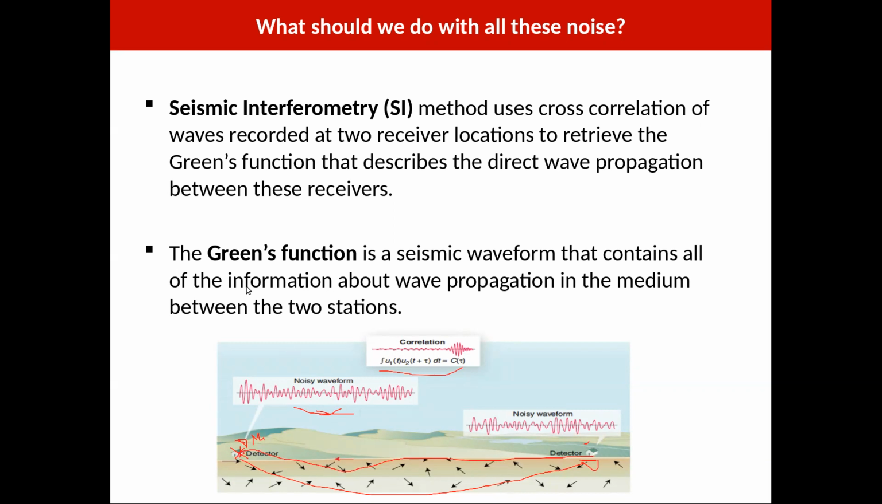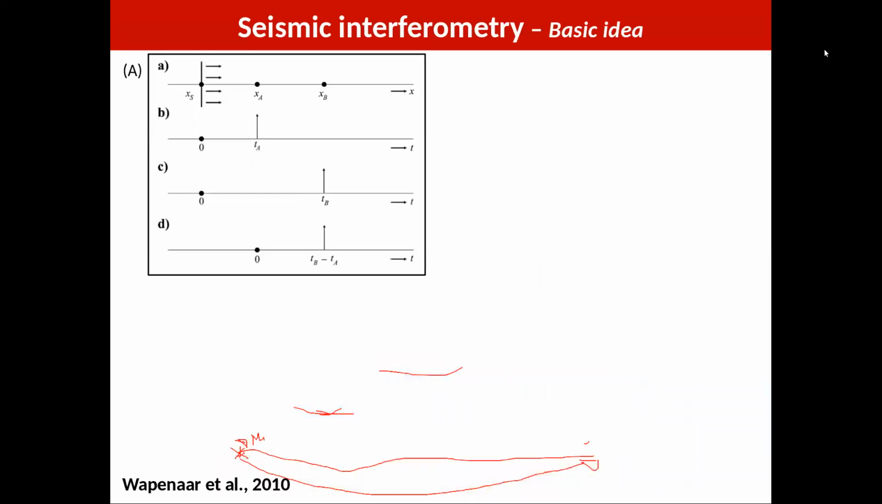Okay, so the retrieved Green's function contains information of the wave propagation between the two stations. So in the end, this is a way of not dealing with a seismic source, and without a seismic source, we can get some information about the medium. Okay, so just a bit more explanation.